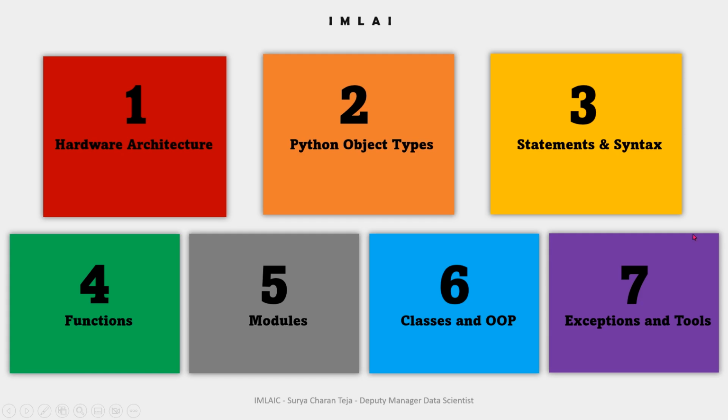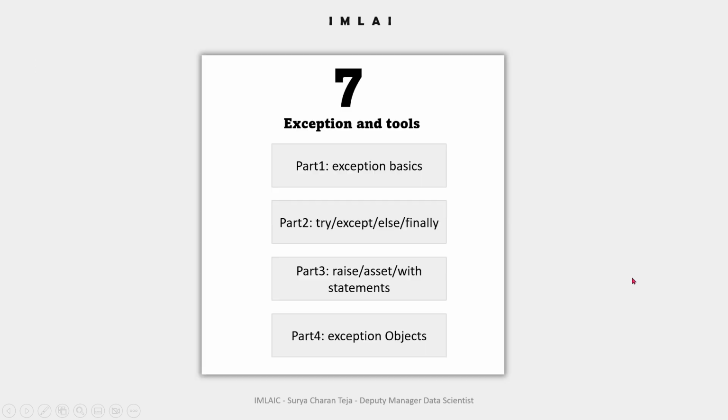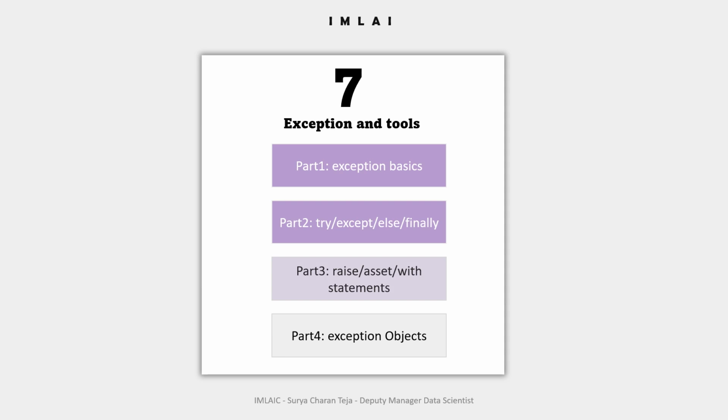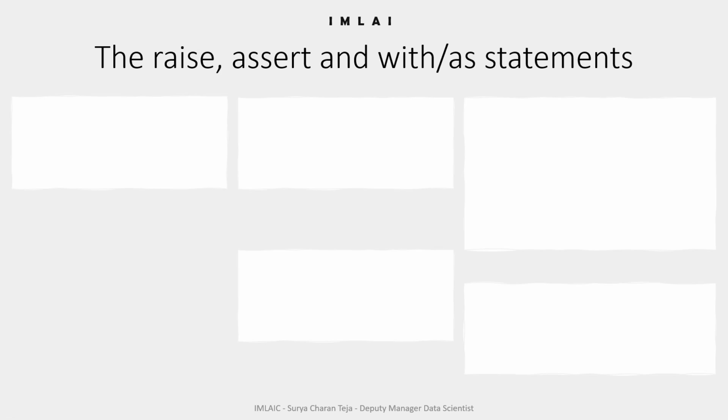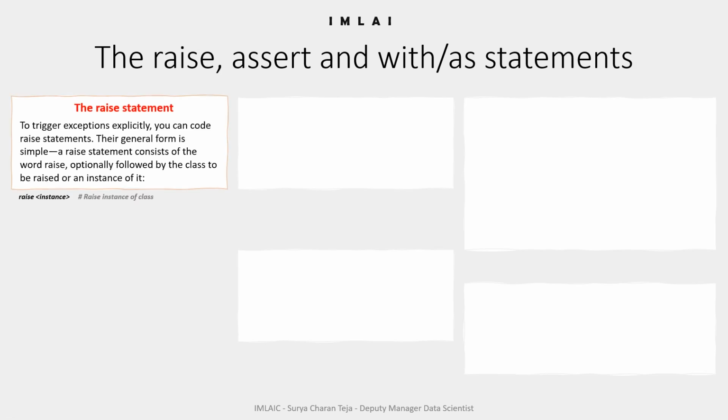Now we will move on to the raise, assert, and with/as statements. This is part 3 of module 7, exception handling. So we will begin with the raise statement. To trigger exceptions explicitly, you can code raise statements. Their general form is simple.